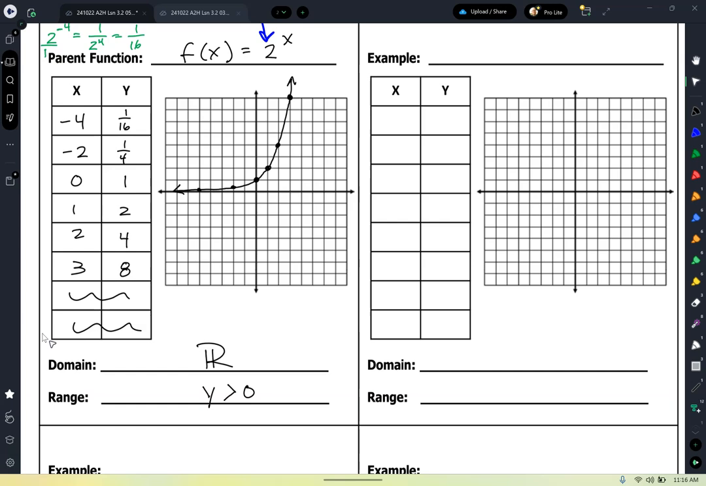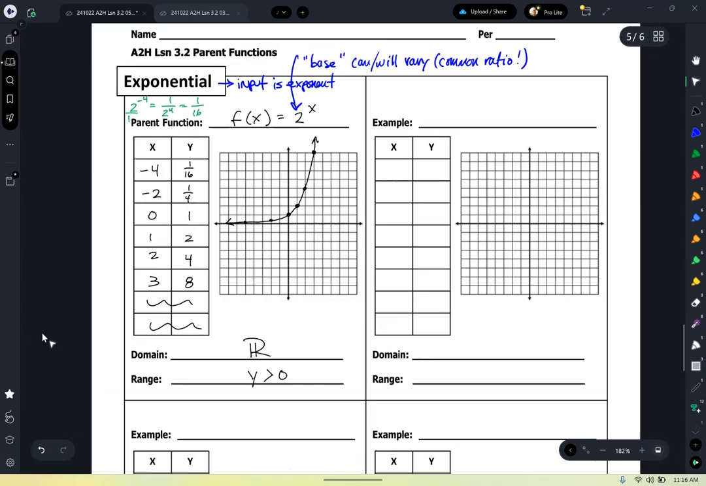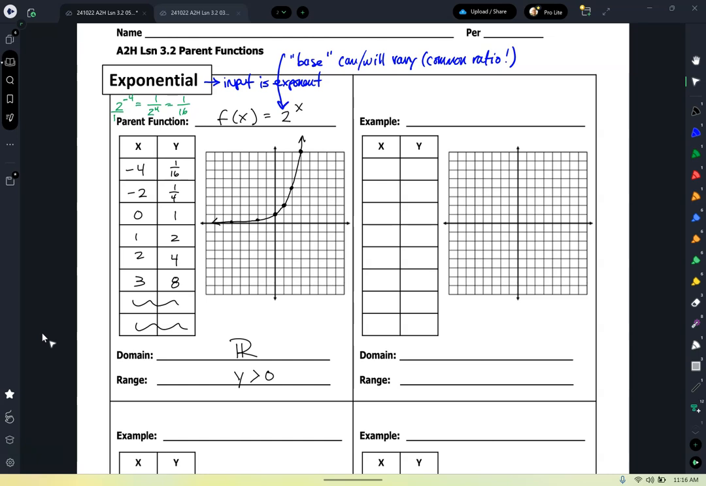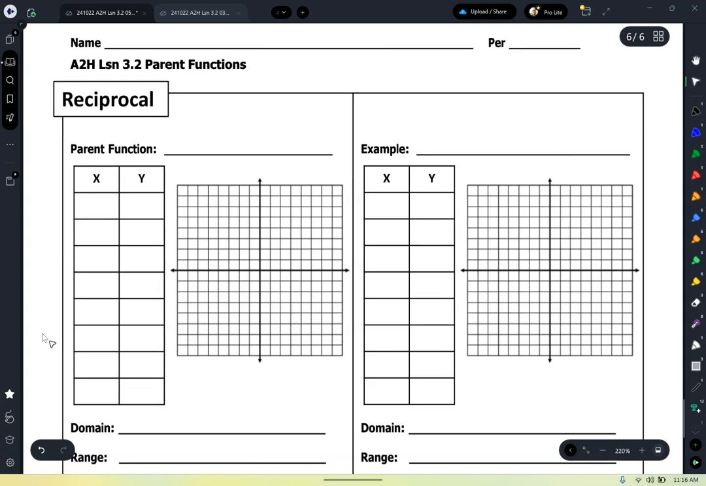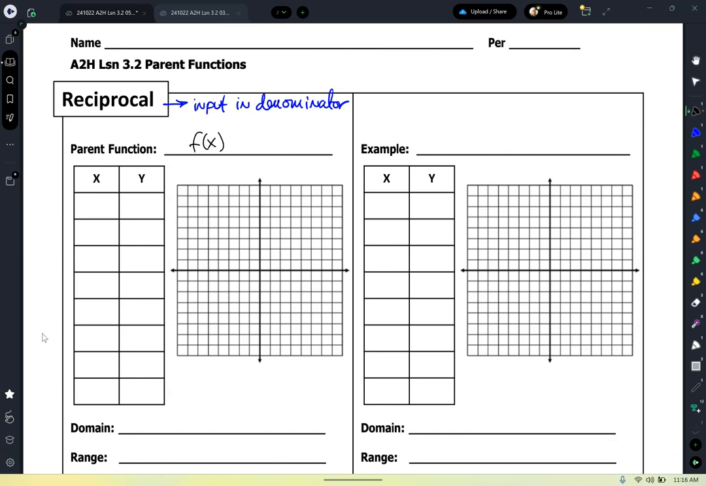Good there? Okay. We kind of looked at these just a little bit, so we're going to do a deeper dive on these as well. So let's talk about the last one I have for you today, which is a reciprocal function. A reciprocal function is your input in the denominator. So a parent function for reciprocal is going to look like this: 1 over x.